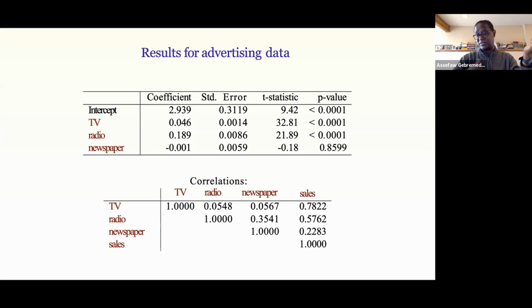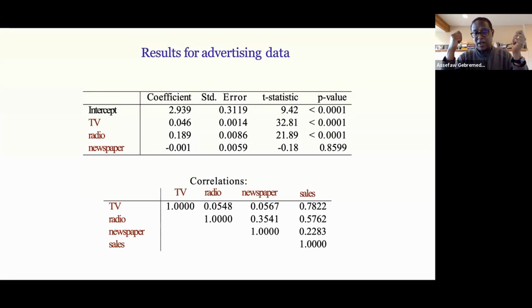The TV and radio correlations with sales are high. But what about with each other? TV and radio don't seem to have a whole lot of correlation between them. But notice what happens between radio and newspaper: 0.3541. That is very big. And that is part of the explanation why in the presence of radio, newspaper is not significant. That is now coming up from here.